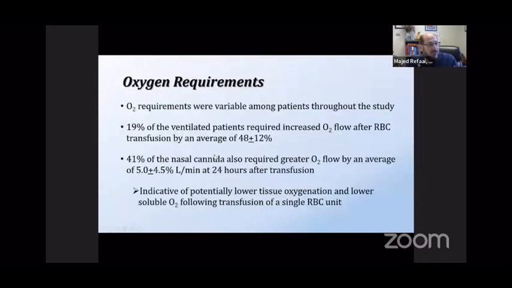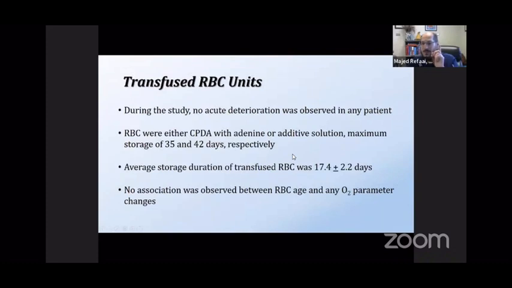So the oxygen requirements were variable among patients throughout the study, but almost 20% of the ventilated patients required increased oxygen after transfusion. And we did see this in their charts. So this is a significant number. 20% of the transfused patients required more oxygen. 40% of the cannula oxygenation patients also required an increase over the 24 hours after transfusion. So this is an indication of potential lower tissue oxygenation and lower soluble oxygen following a single red blood cell unit. We only included one red blood cell unit, remember.